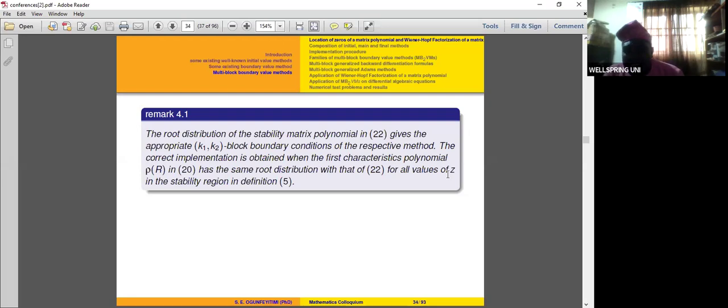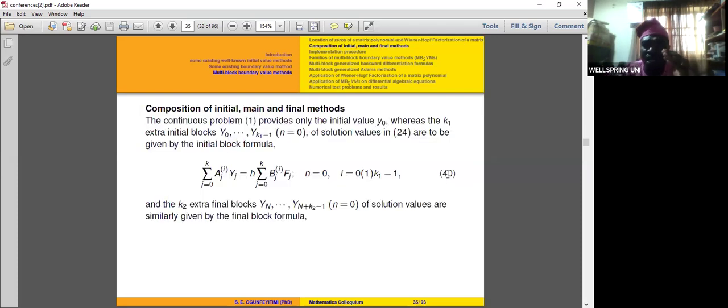So we have to emphasize that the root distribution of the first characteristic polynomial, when you take the determinant, must be equal to the root distribution when you take the stability of the complete method together, for all values of z in the stability region, as given in definition 5. Now, we want to talk about the composition of the initial, main, and final method.